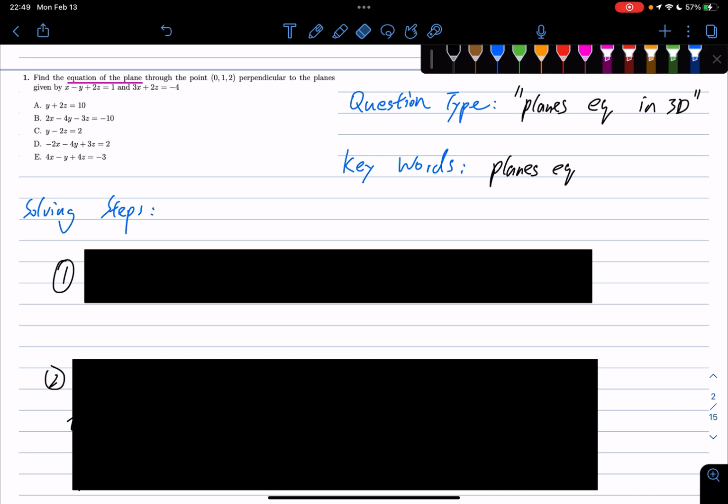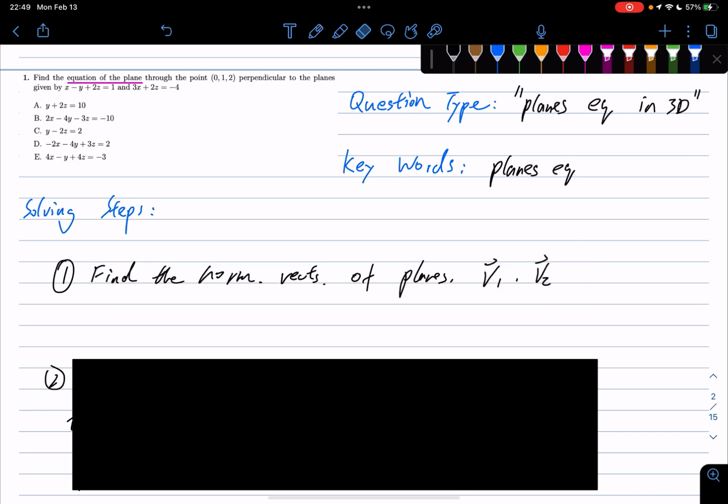So the first step to solve this type of problem is to find the normal vectors of the planes that we have already been provided, v1 and v2. So v1 is going to be the coefficients of the first plane, so that's going to be 1, -1, 2. And then v2 is going to be 3, 0, 2. So that's your first step.